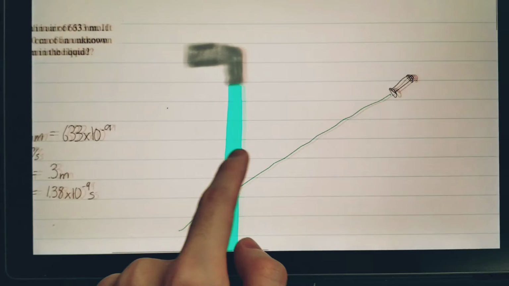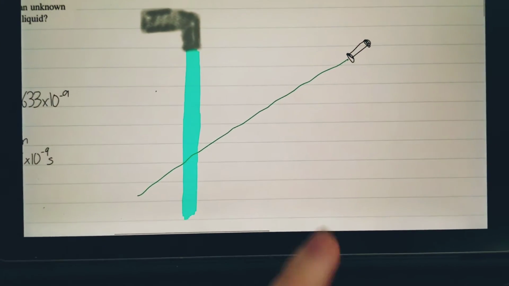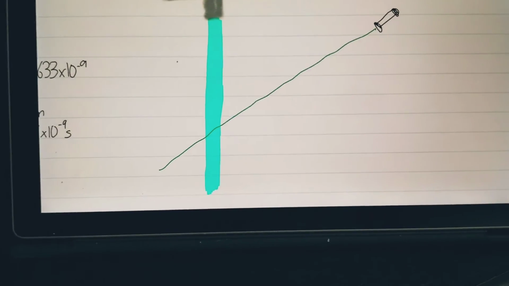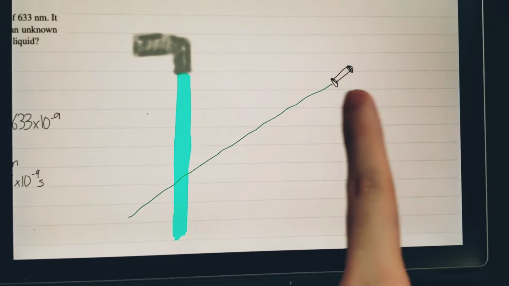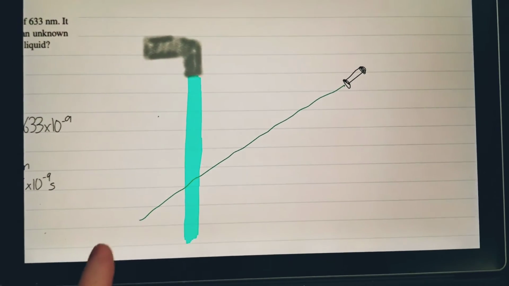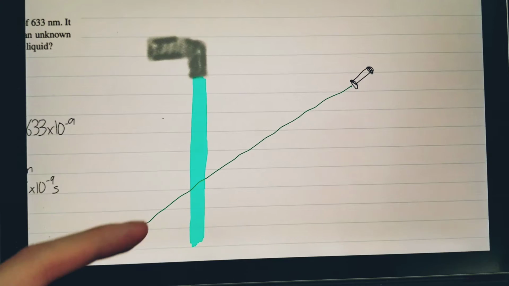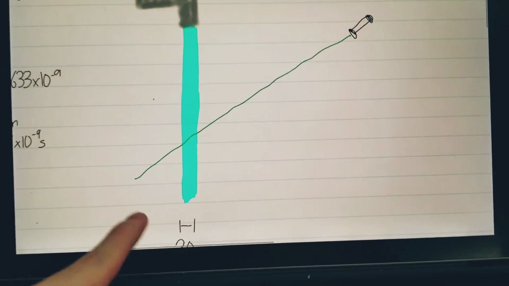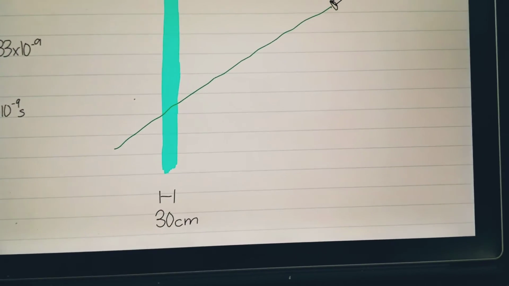Now, as you can see right here, I drew a diagram of the problem, and I don't know what a helium neon laser beam looks like, so here's a lightsaber shining its light through a faucet leaking an unknown liquid that is approximately 30 centimeters in width.